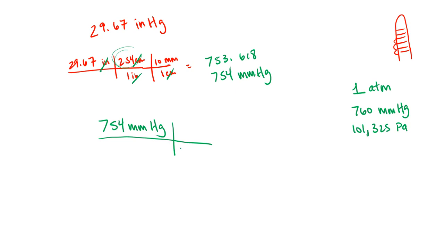So I'm going to go ahead and get rid of my millimeters of mercury. I'm going to put millimeters of mercury on the bottom of my little chunk of dimensional analysis. I'm going to put my pascals on the top. And then I'm going to multiply across the top, divide by the bottom.